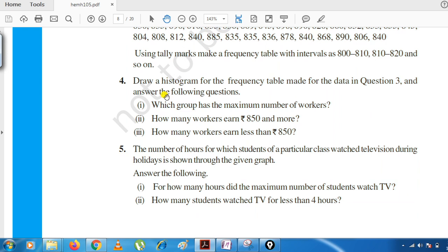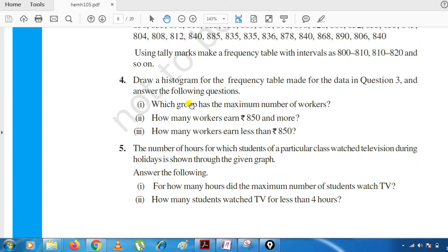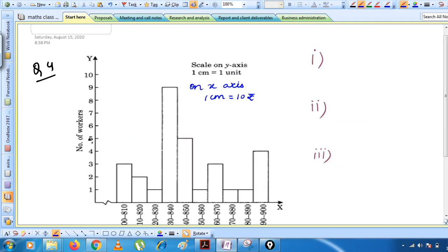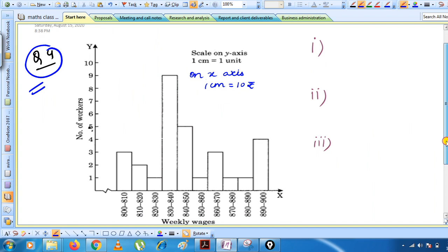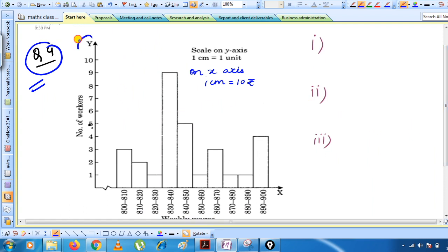In the fourth question, what do we have to do now? Histogram. And I think you can easily make a histogram with the help of this data. So let us proceed to make a histogram. Like in the third question, I already made a frequency table for you. For question number 4 also, I already made a solution for you, so that you can utilize your time here in the video lecture.